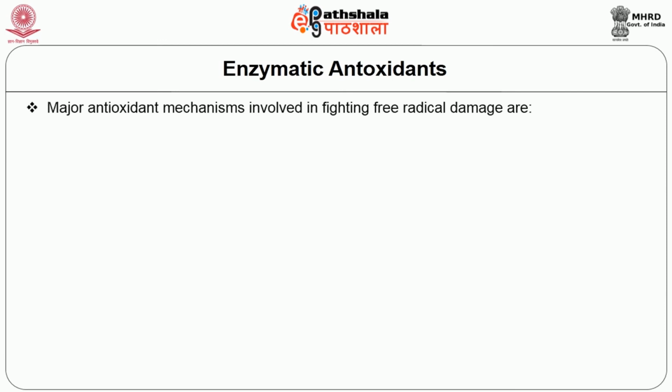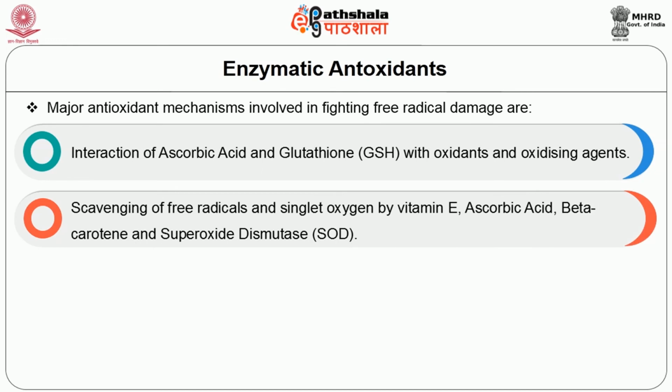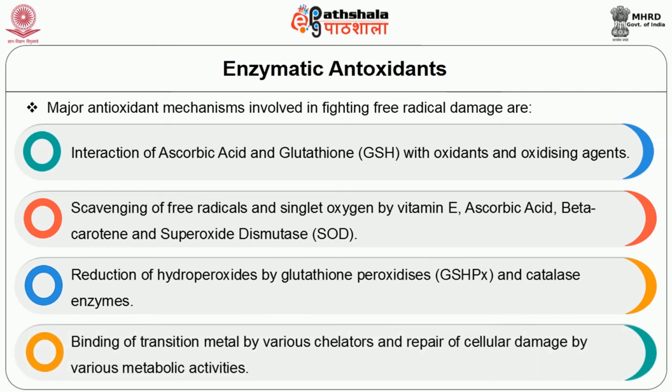Major antioxidant mechanisms involved in fighting free radical damage include, first, the interaction of ascorbic acid and glutathione with oxidants and oxidizing agents. Second, scavenging of free radicals and singlet oxygen by vitamin E, ascorbic acid, beta carotene and superoxide dismutase. Third, reduction of hydroperoxides by glutathione peroxidase and catalase enzymes. And binding of transition metals by various chelators and repair of cellular damage by various metabolic activities.